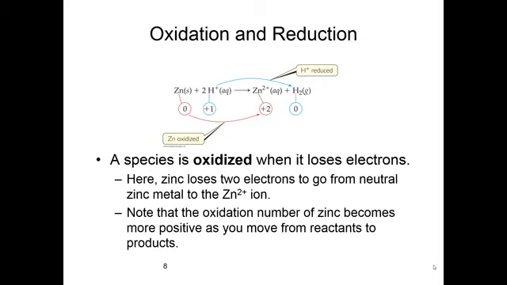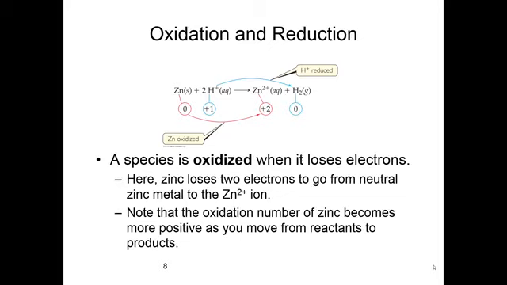Chemical reactions that involve the transfer of electrons are affectionately referred to as oxidation reduction reactions, or for short, redox reactions. In redox reactions, one substance is oxidized, one substance is reduced. Those processes always happen in pairs. If you look at the reaction and assign oxidation numbers to every element in the reaction, it is very easy to identify what is oxidized and what is reduced.